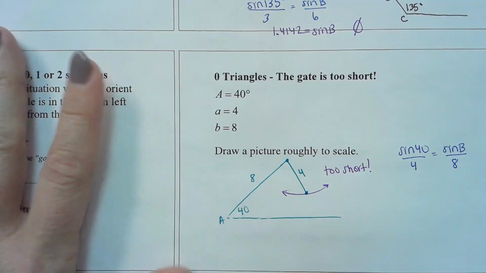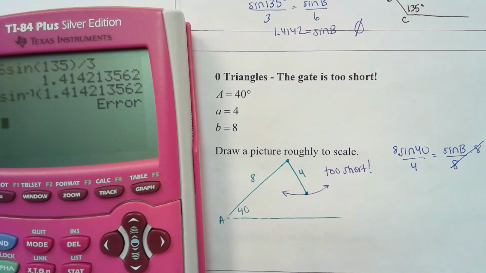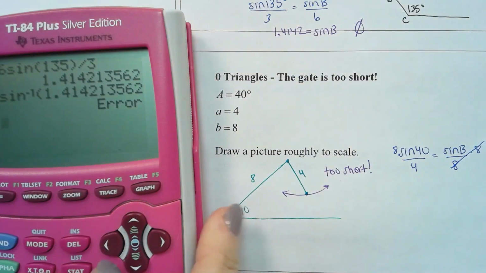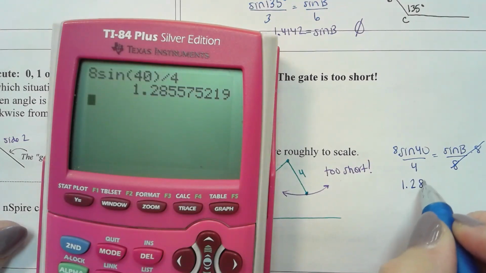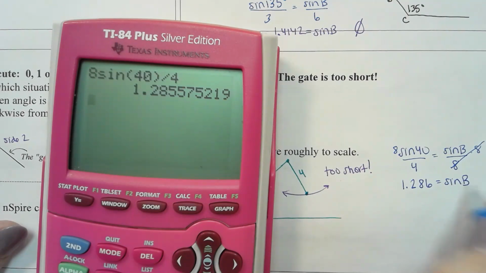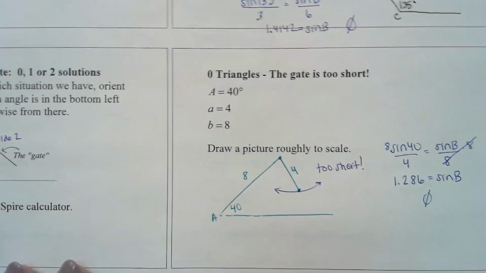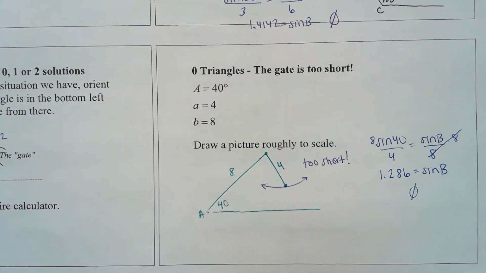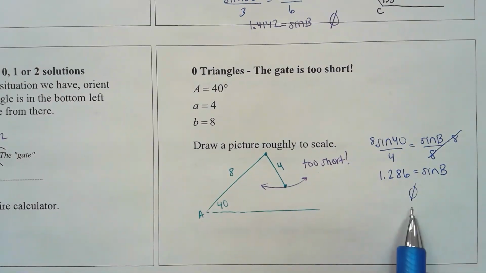And I'm going to grab my calculator again. I'm going to multiply that 8 to the other side. And so I have 8 times the sine of 40 divided by 4, and that gives me 1.286. And I can get it from there, or I can go ahead and find the inverse sine of that answer. And oh, look at that, error, no solution. So the calculator tells us that there's a problem, right? Again, I kind of see it from here. This number is bigger than 1, so I know that there's no solution.